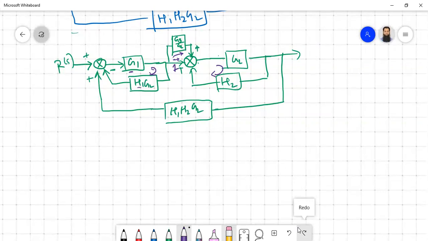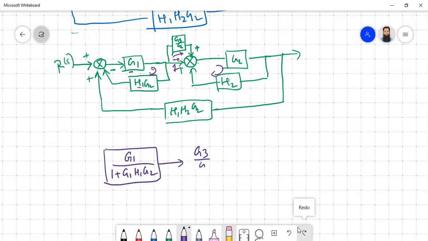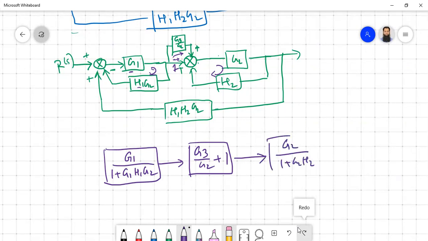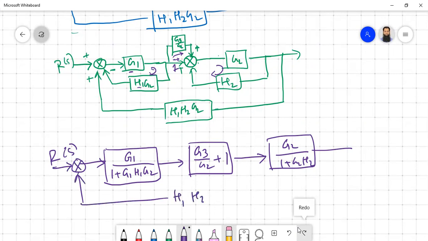So G1 by 1 plus forward path gain into feedback gain. So this is the first block. Second block is parallel. So G3 by G2 plus 1. Then the third block is another feedback, that is G2 by 1 plus G2 H2. Then finally, we have a multiplication block here, summing junction here, final summing junction H1, H2, G2. And also, this is positive feedback all the way from the output.